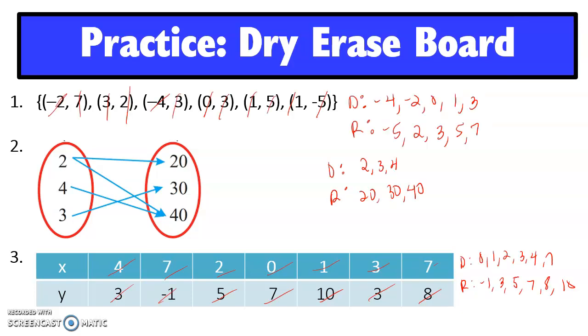So for number 1, my domain was -4, -2, 0, 1, 3. Range, -5, 2, 3, 5, 7. For number 2, my domain was 2, 3, 4, and my range was 20, 30, 40. And then for number 3, and you notice I kind of marked mine out as I go so I don't miss a number, my domain is 0, 1, 2, 3, 4, 7, and range -1, 3, 5, 7, 8, 10.